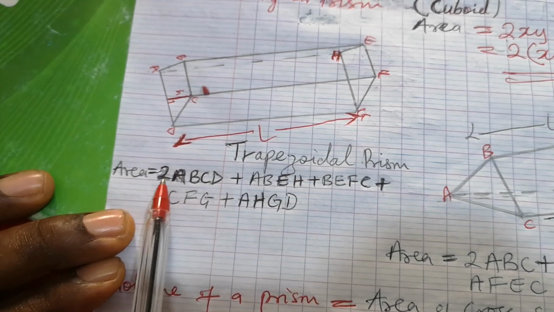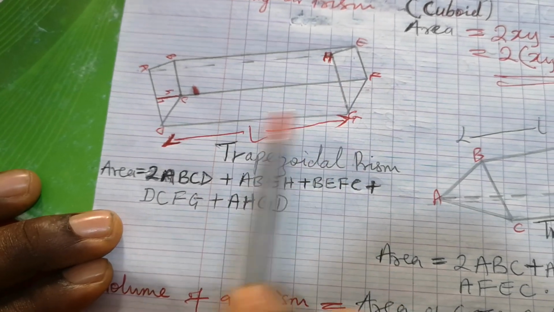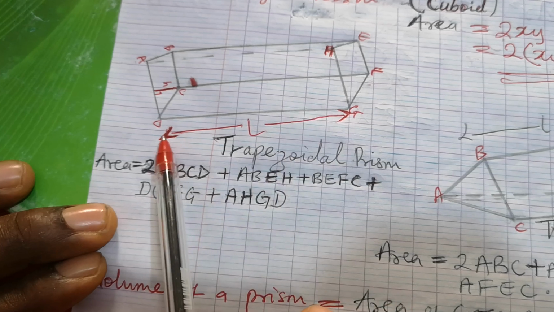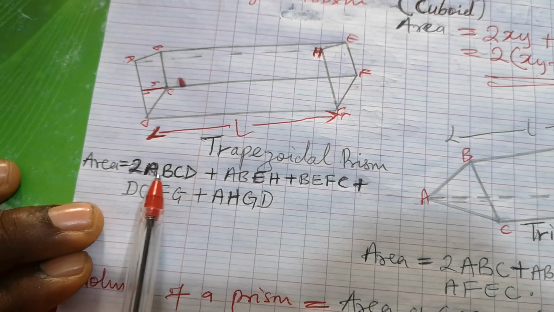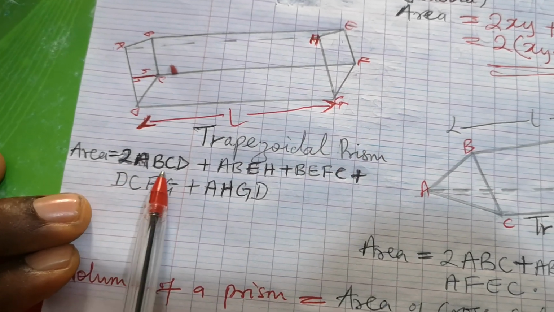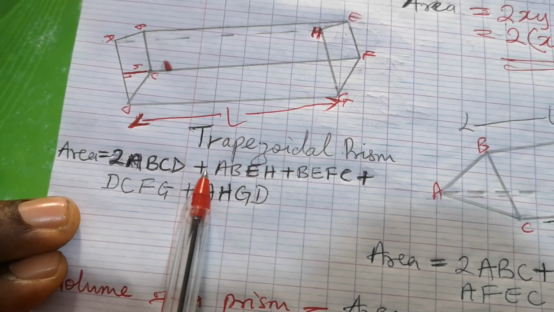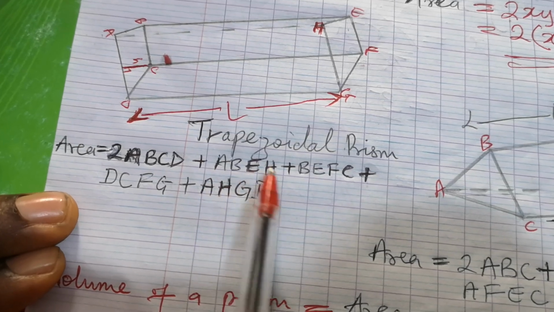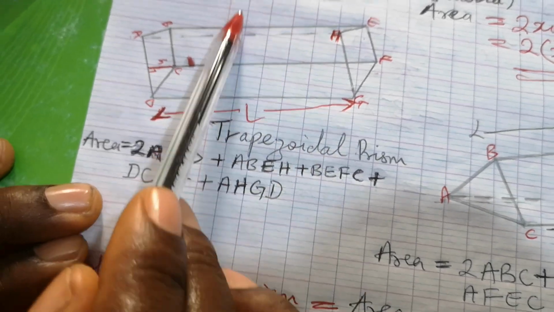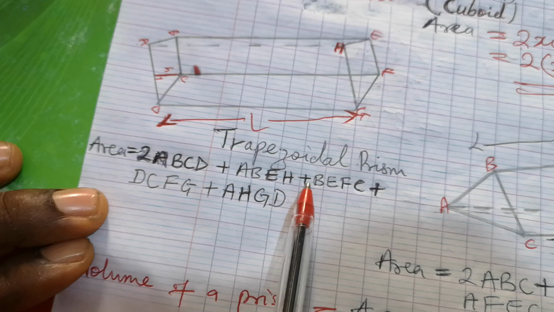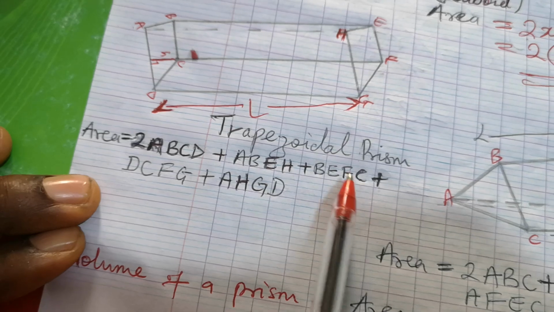Now I said times 2 because the area here and the area here will be the same, because this is a prism. Like I said, a prism has uniform cross section. That is why we're going to have 2 times ABCD. Then plus the area of rectangle ABEH, that's the one facing that way. Then plus the area of rectangle BEFC.